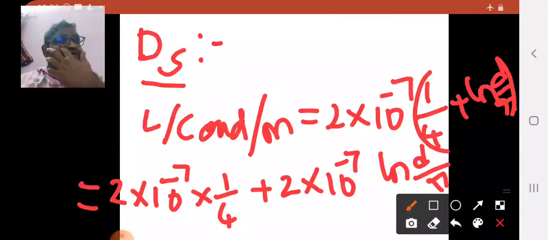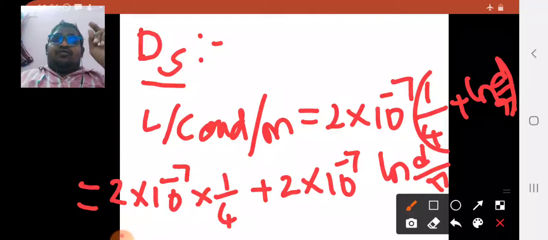Because for a hollow conductor internal flux is 0, internal flux is minimum, so we can neglect that value. Which term can we neglect? 2 into 10 power minus 7 into 1 by 4, that is the flux linkage due to self of the solid conductor.